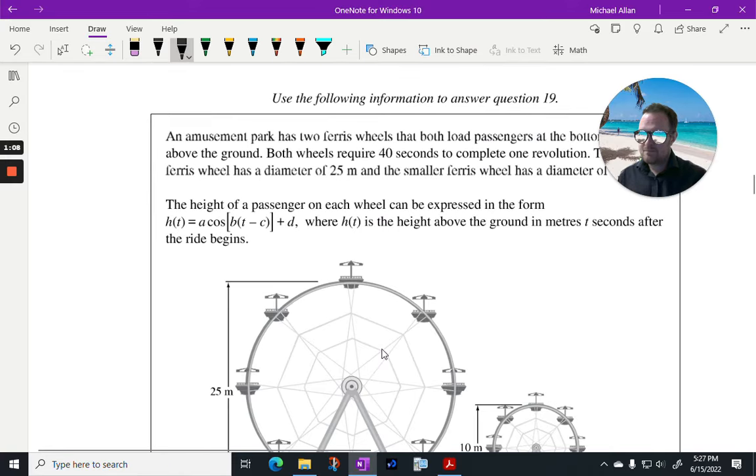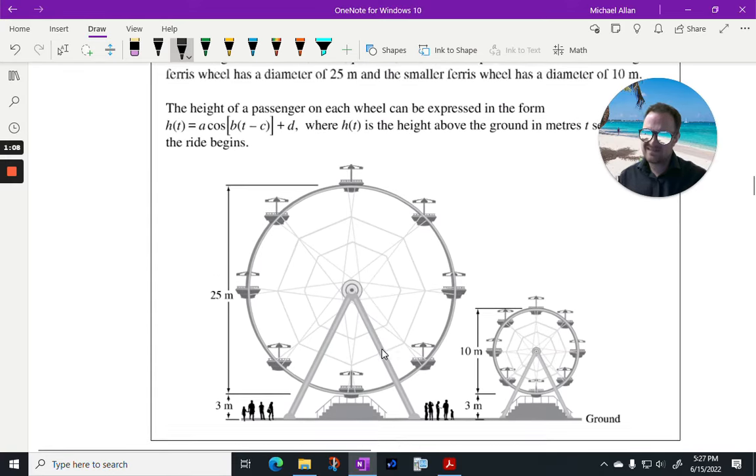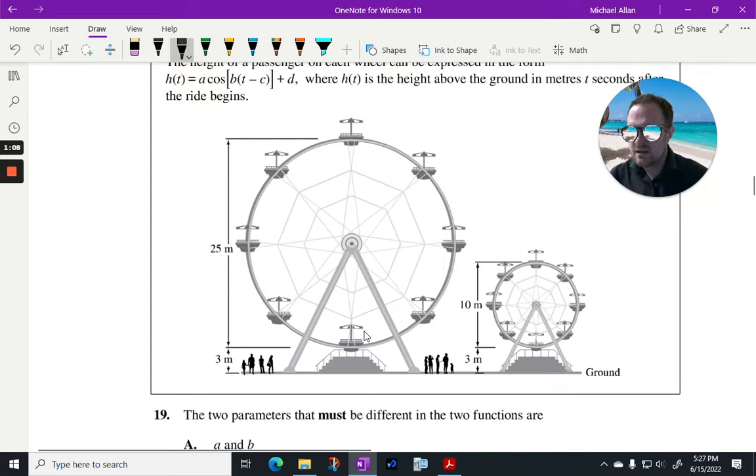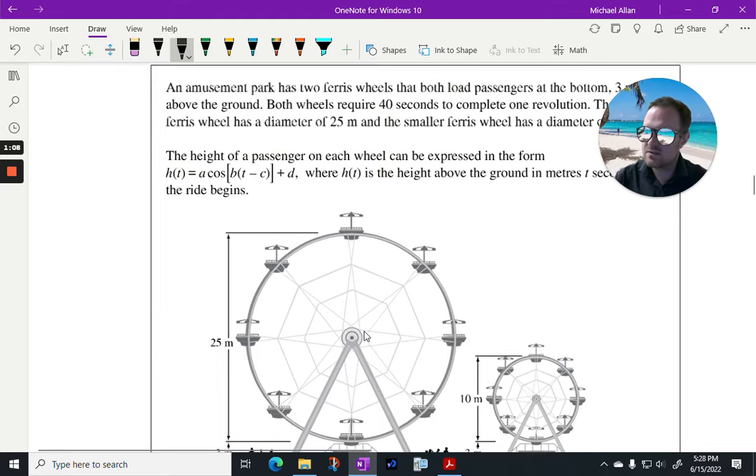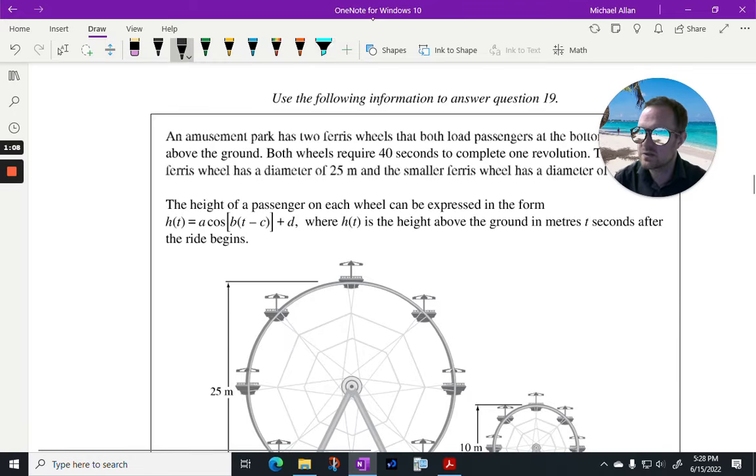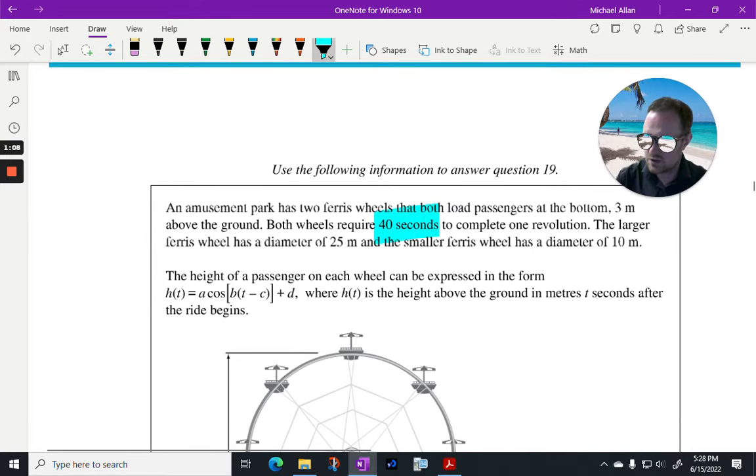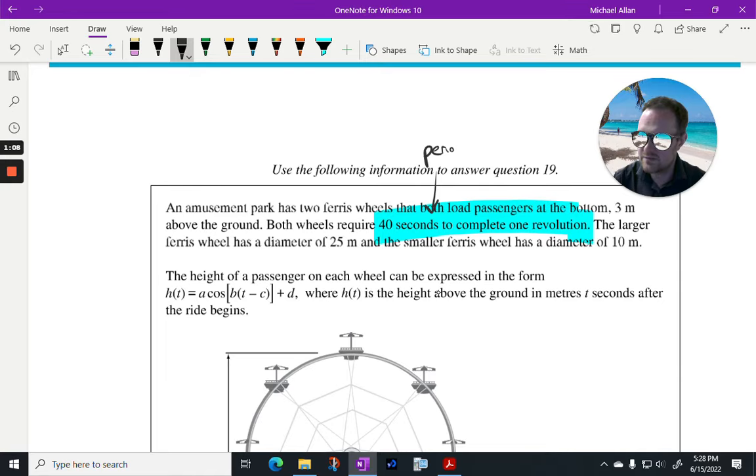Okay. Oh, this is a weird question. So we have these two graphs, or two carousels, two Ferris wheels here. Now, some key things about this: they both require 40 seconds to complete one revolution, because the period is the same for both of these graphs.